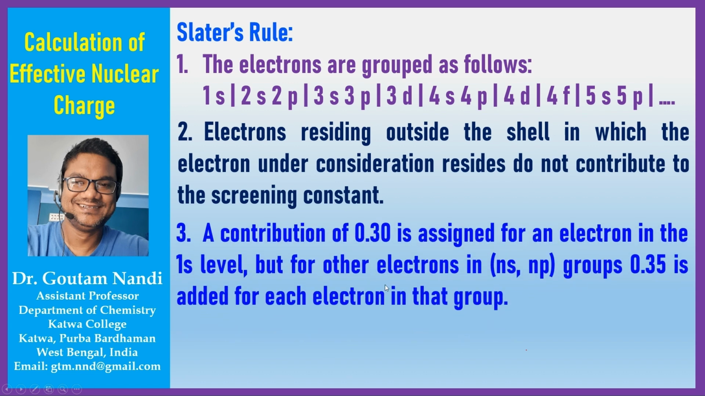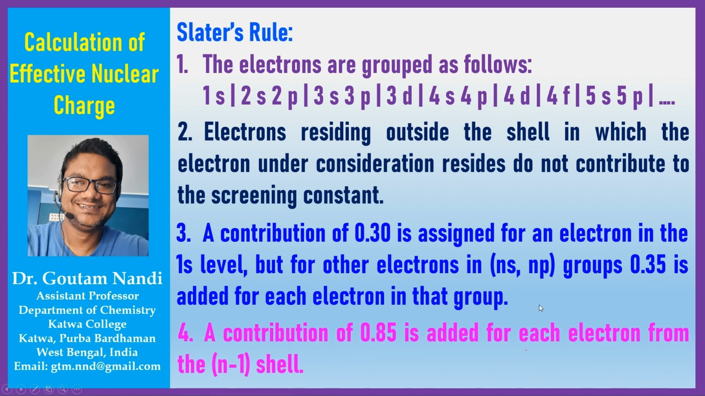Number 3. A contribution of 0.30 is assigned for an electron in the 1s level, but for other electrons in ns np groups, 0.35 is added for each electron in that group. Means, if we are calculating the screening constant for one electron in the 1s orbital, then the other electron will contribute 0.30 if 1s is fully occupied. Similarly, for the 2s2p case or 3s3p, means ns np group, we need to consider 0.35 for each electron.